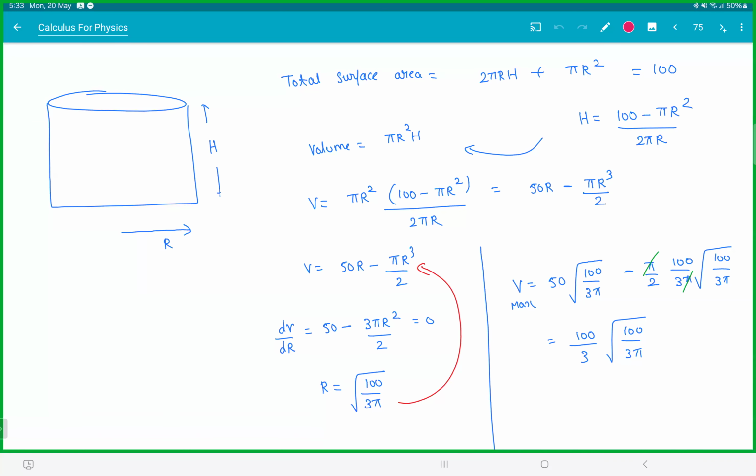Sure. So last class we have done maximum minima. Let's go ahead with integration. Before that, let's do one problem.